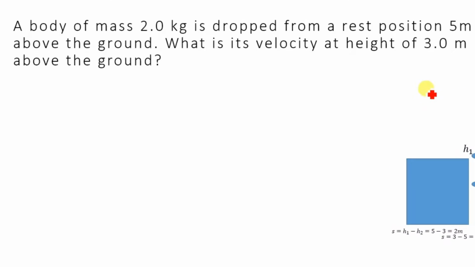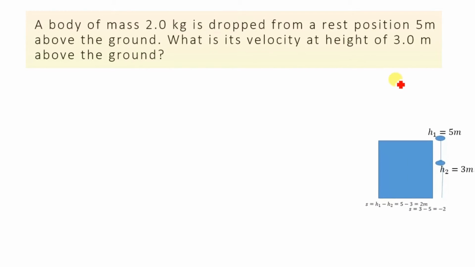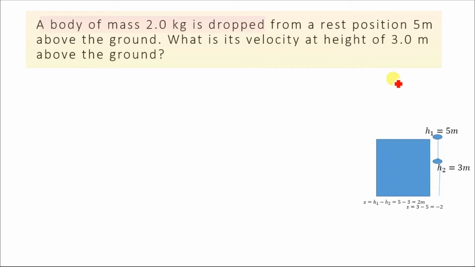Today we are going to solve this numerical. A body of mass 2 kg is dropped from a rest position 5 meters above the ground. What is its velocity at a height of 3.0 meters above the ground?